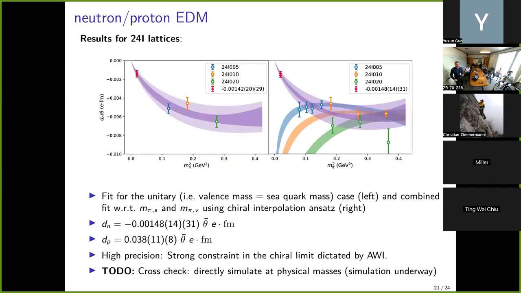All right, and yeah, here are some results. So what you see here is the electric dipole moment divided by theta, for four different quark masses. On the x-axis, you always have the C-quark mass. On the left-hand side, you see the case where the C-quark mass and the valence quark mass are equal. And on the right-hand side, you have several points for different colors.